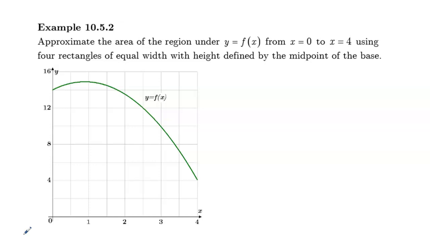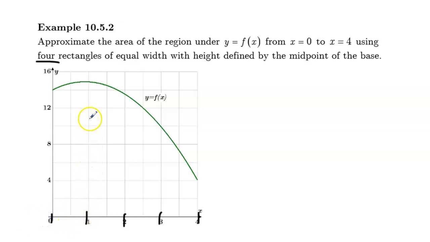So first things first, what we're asked to do is to use 4 rectangles to determine the area underneath the curve from 0 to 4. So we have to divide these 8 squares up into 4 equal rectangles. I think that's pretty obvious how we're going to do it. We're going to have a rectangle that goes from there to there, and from here to here, and from here to there, and from there to 0.